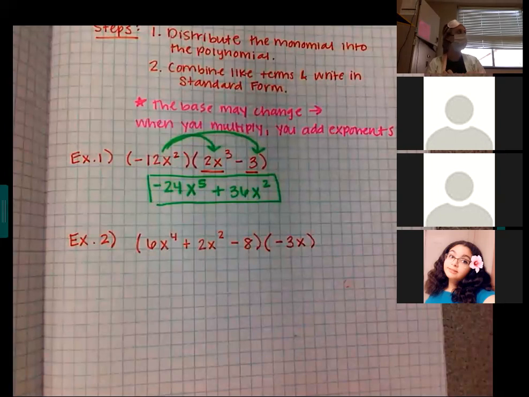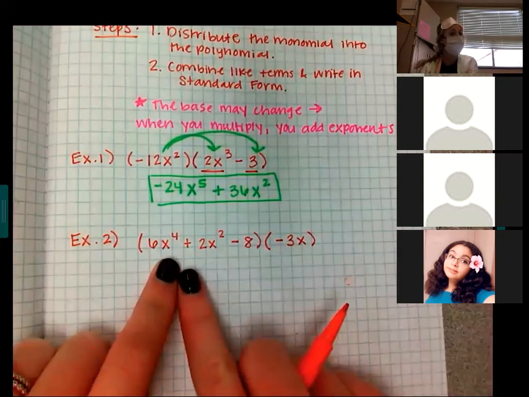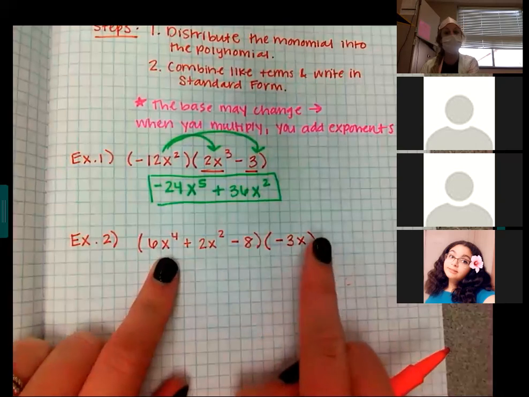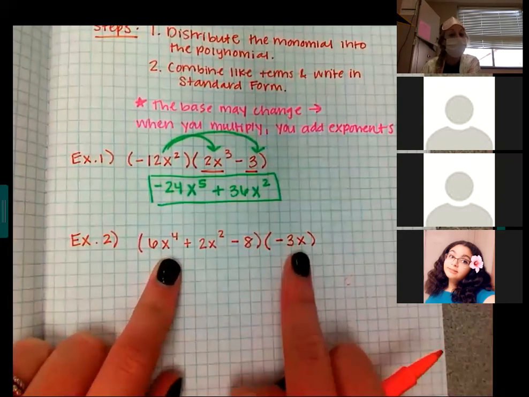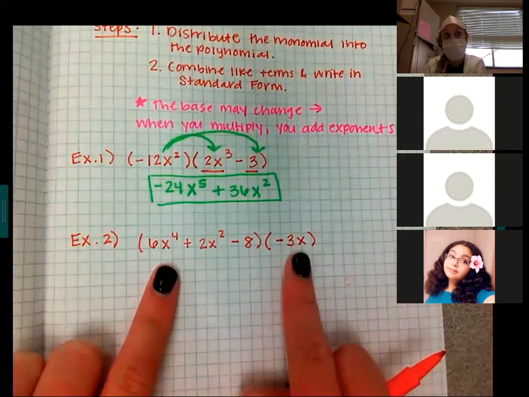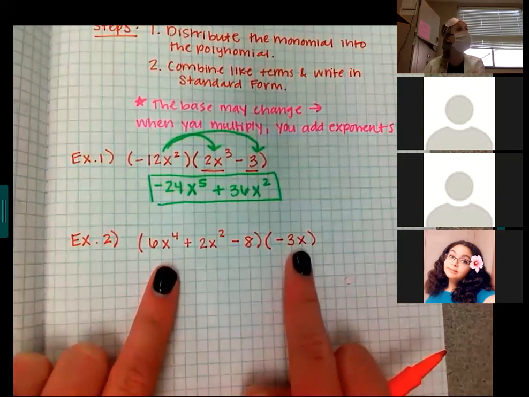Yes. All right. Does everybody agree? Look at what we have. We got 3 terms. Kershawn, you okay, bud? Okay. We got 3 terms times how many? How many terms are right here? 1, which means this is the monomial. Okay. So your steps say to distribute the monomial.